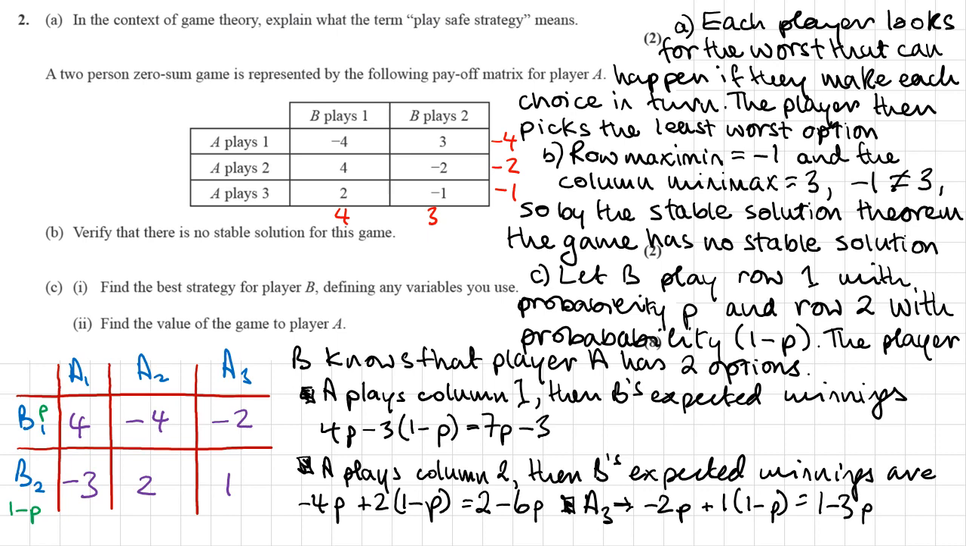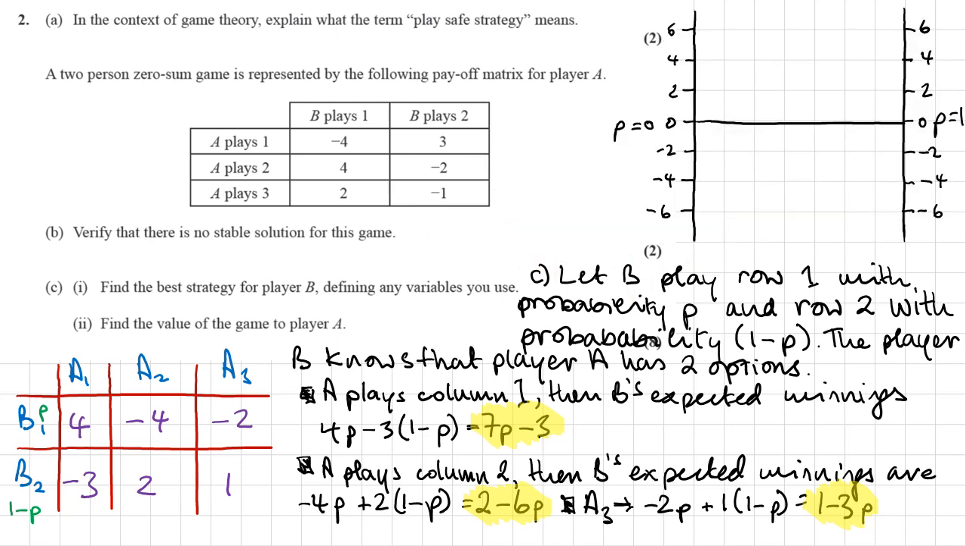So let me just highlight these for now, because I'm going to need these when I draw the graph. So 7P minus 3, 2 minus 6P, and 1 minus 3P. So I'm just going to clear off some of this at the top so I've got a bit of space to draw the graph in. Okay, here's my graph ready.